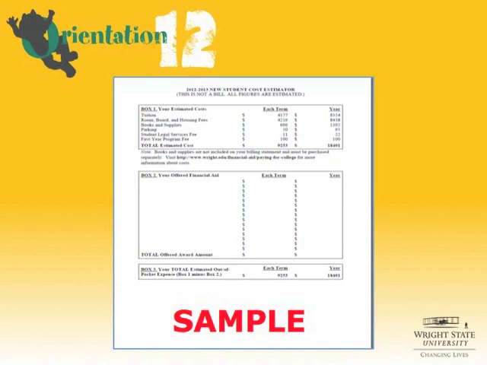Let's review the sample out-of-pocket estimator. Box 1 highlights estimated costs. As you can see, costs are listed by term and year. The cost listed in this sample is based on full-time status, which is 11 to 18 credit hours, for an in-state student residing on campus.